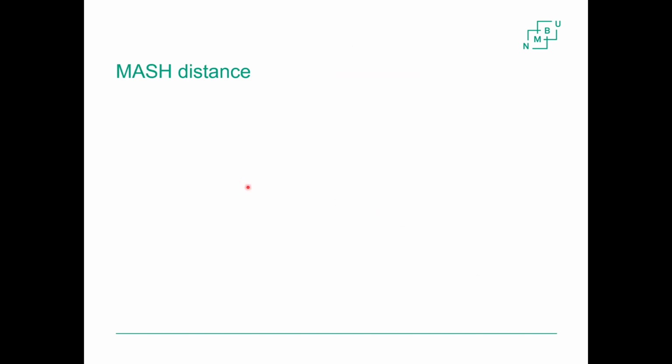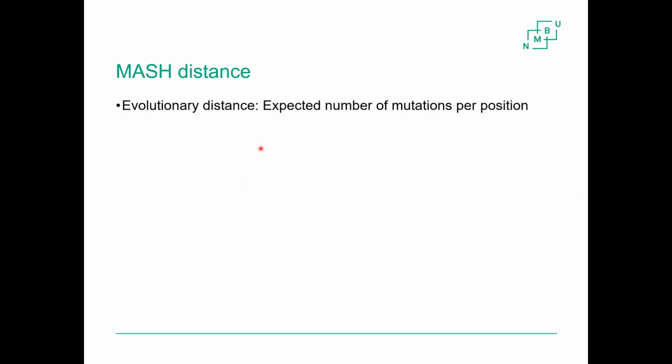Mash distance. What is Mash distance? Well, then we have to recapitulate from introductory bioinformatics. What is an evolutionary distance? It's defined as the expected number of mutations per position in the genome. Per position, right? Expected number of mutations per position. Yeah, go back to BIN 210 to repeat this if you don't remember.